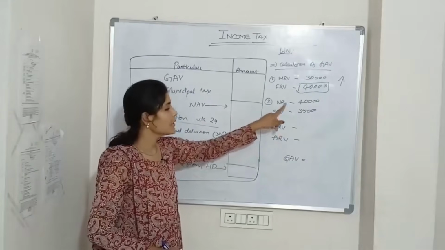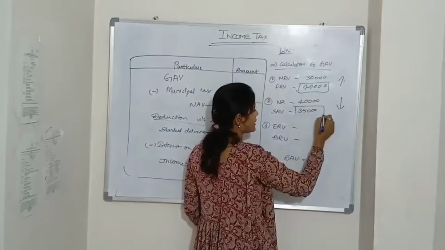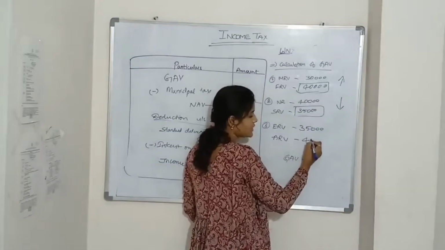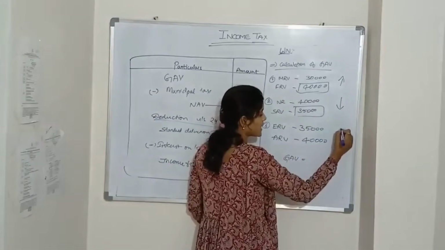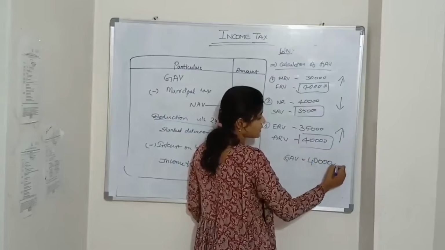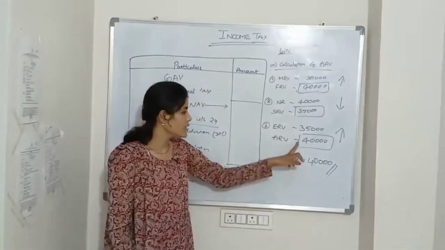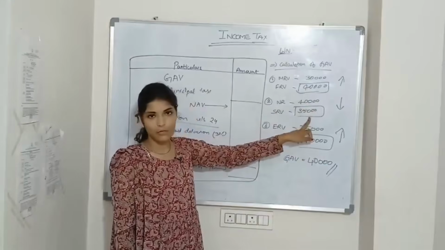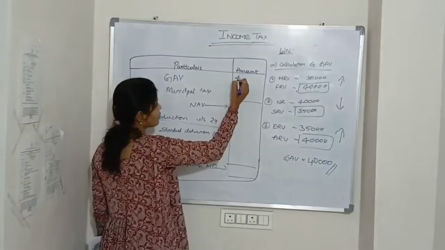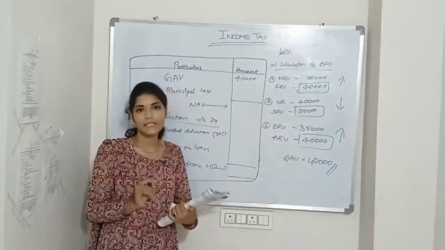In step number 2, out of notional rent and standard rent, whatever is the least amount you need to take and call it the ERV, 35,000. Actual rental is 40,000. Whatever is the highest amount we call the GAV, that is gross annual value. You need to find it this way; it is very important for 4 marks. Whatever is the highest, whatever is the lowest, whatever is the highest, we will call it the GAV. The GAV is 40,000. And municipal taxes 10% they have given.